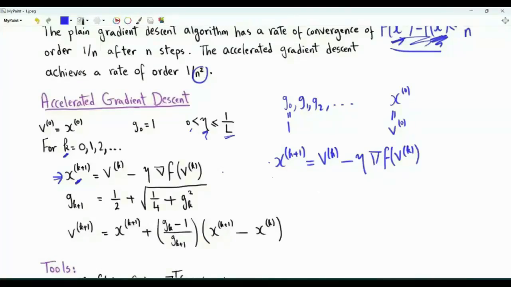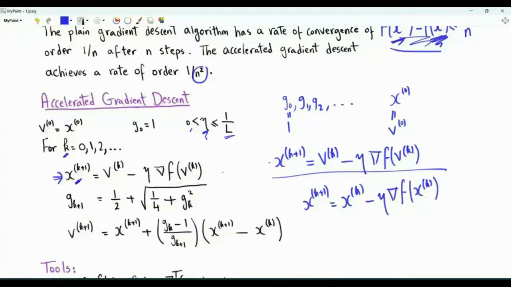In the plain gradient descent algorithm, rather than having this, we have a straightforward update expression. We have x of k plus 1 equal to x of k minus eta times the gradient vector evaluated at x of k. This is the conventional gradient descent. In the accelerated version, we do the update using this vector v. How is vector v updated?